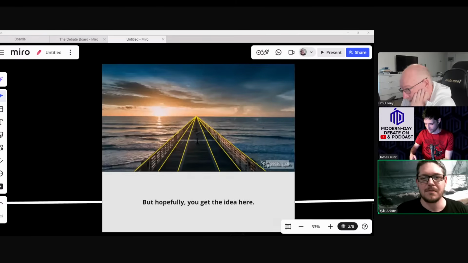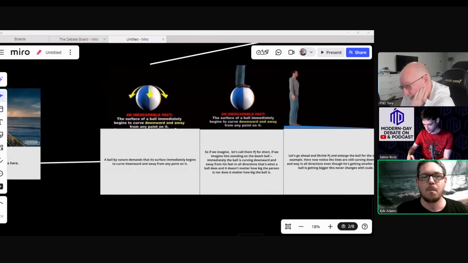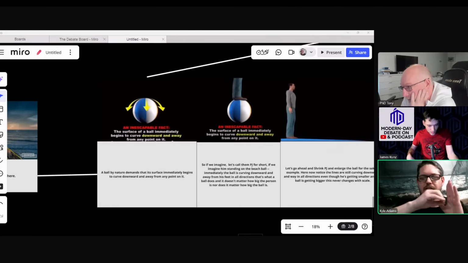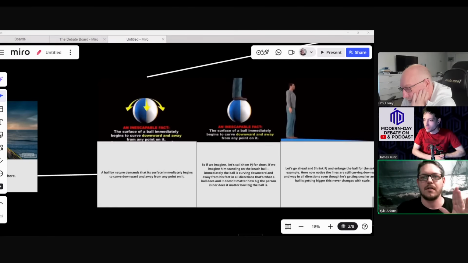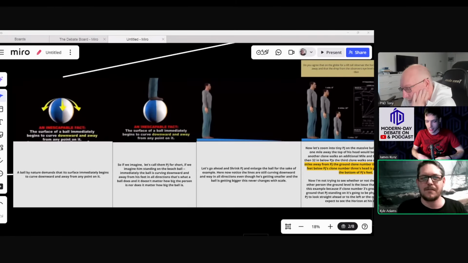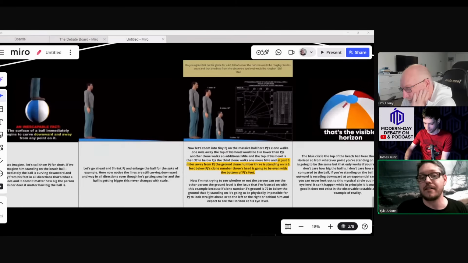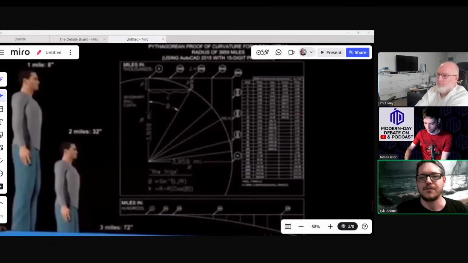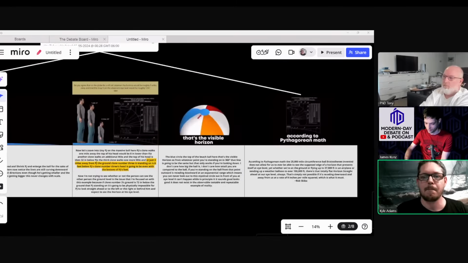Okay, I like this one here. All the lines on the dock end up pointing right to the horizon. Okay, so that's the huge principle of a ball. A ball, the horizon should never be at eye level. It's got to curve down and away from you. Down and away from you. If it's curving down and away from you, it's not going to be at eye level. And there's a specific math formula for it, about 8 inches per mile squared, for just how much further down it's going to go over distance. Okay.